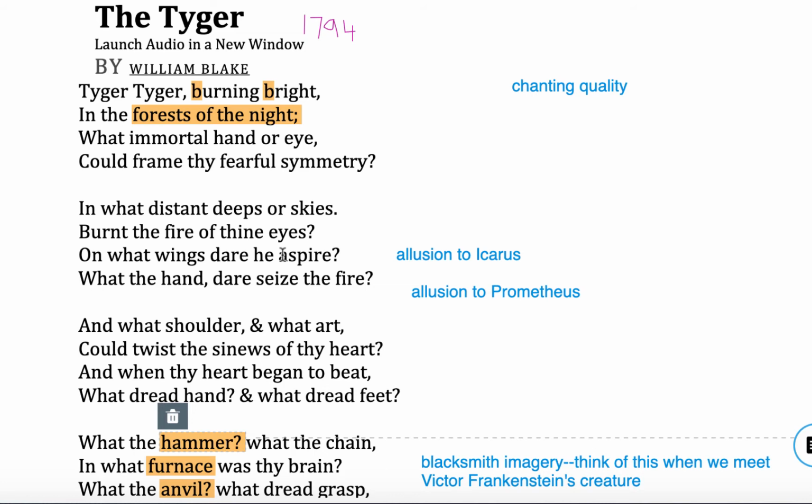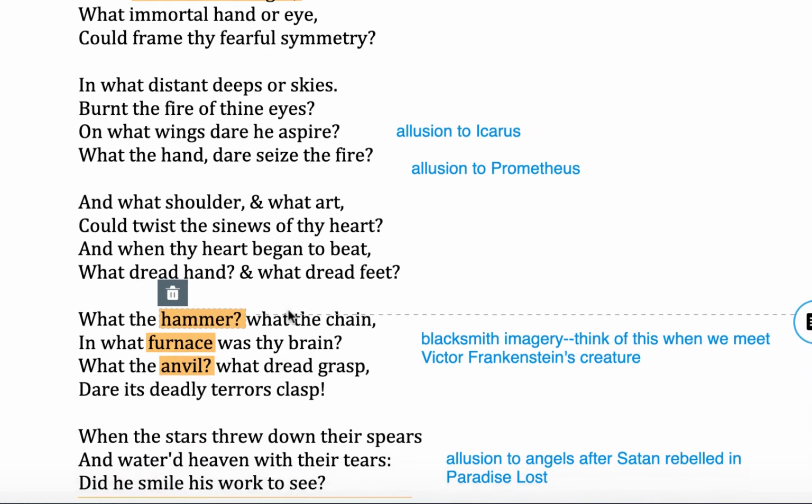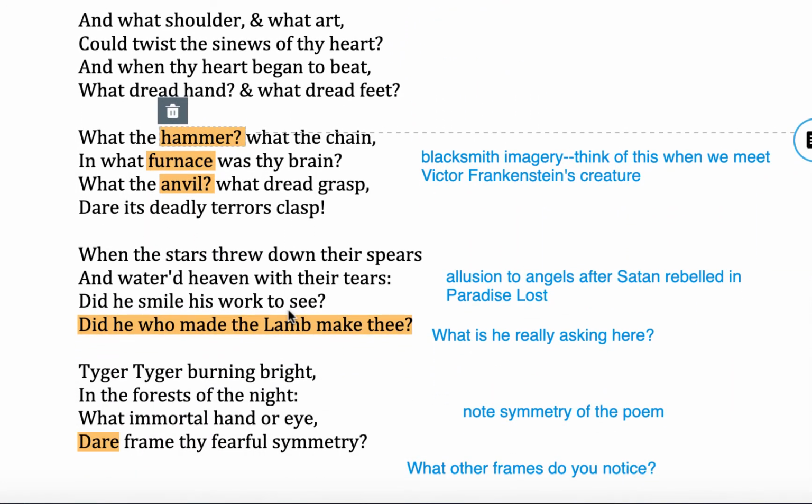And what shoulder and what art could twist the sinews of thy heart? And when thy heart began to beat, what dread hand, what dread feet? So this is where the poem gets even more ambiguous and confusing. But one thing we can see pretty clearly when we look at this stanza is there's all sorts of references to physical body parts: shoulder, sinews, that just means tendons, heart, hand, feet.